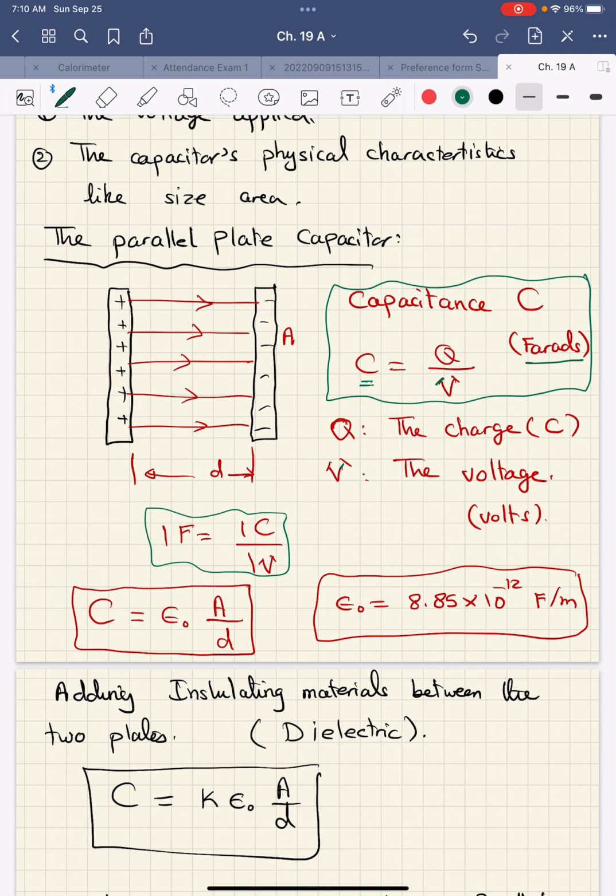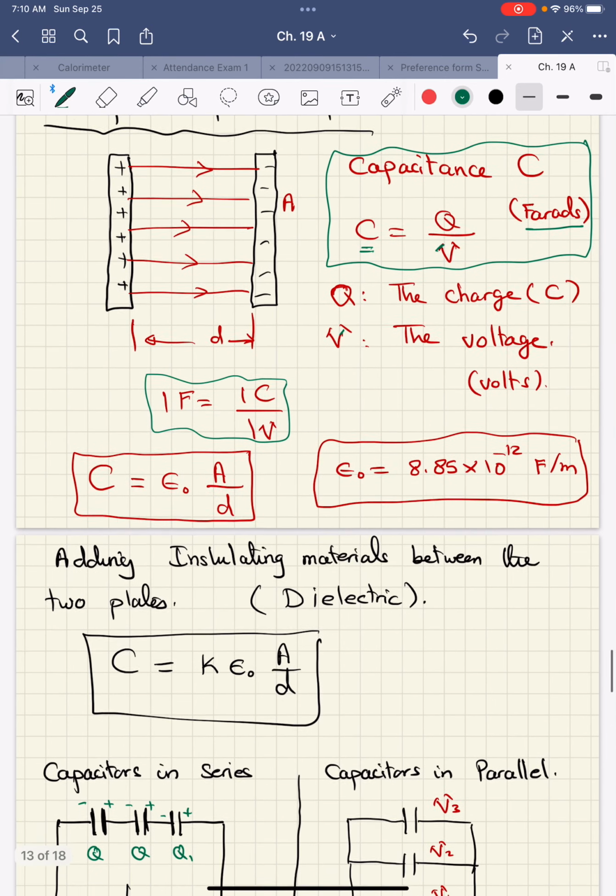Now, for this specific parallel plate capacitor, the capacitance is a constant, the electric constant, which is 8.85 times 10 to the negative 12, multiplied by A, the area, divided by D, which is the distance between the two plates. That A is the area of one plate only, not both. And D is the distance between the two.